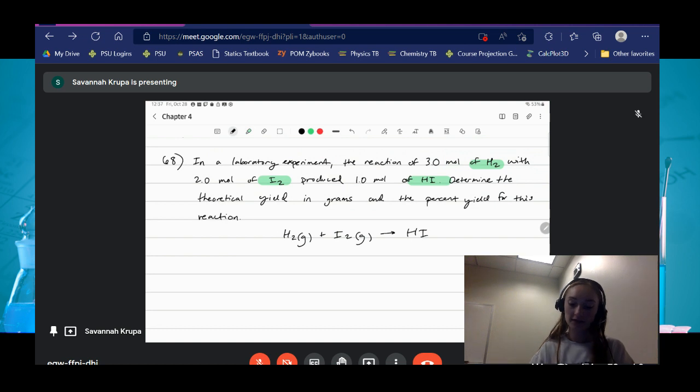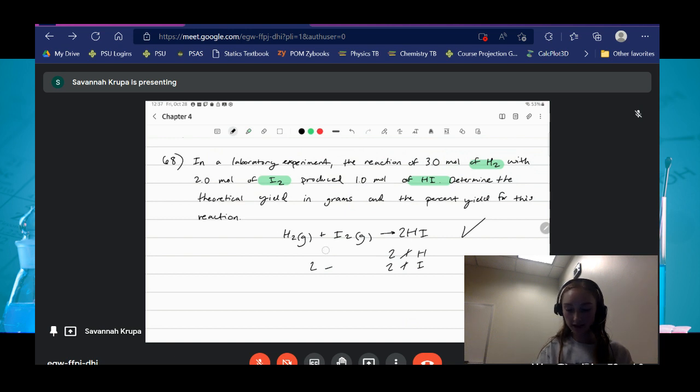Okay, so on the left and the right we have atoms of H, hydrogen, and I, iodine. So let's make sure we balance that out. So on the left we have 2 of each because they're diatomic, and on the right we have 1 of each, and so all that we have to do is just put a 2 in front of the HI, and now we have 2 of both, and so everything checks out. So this is balanced.